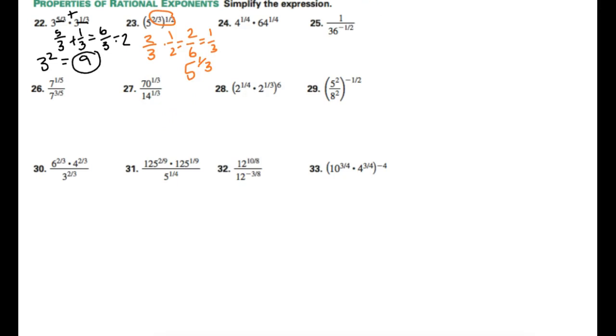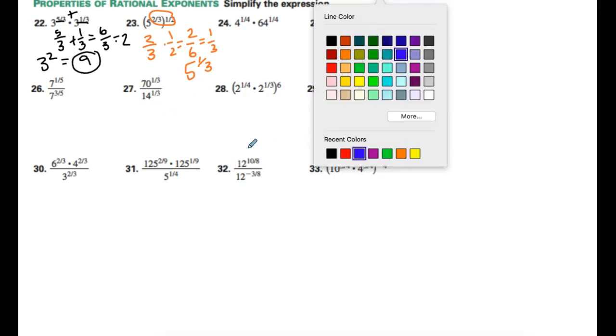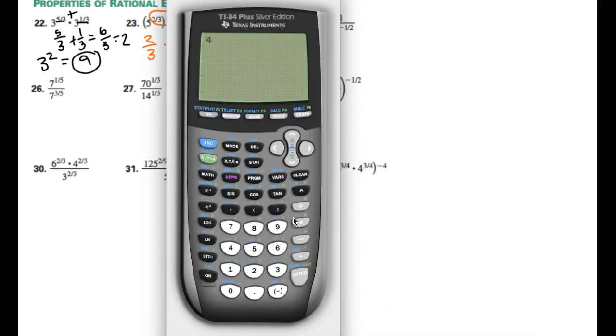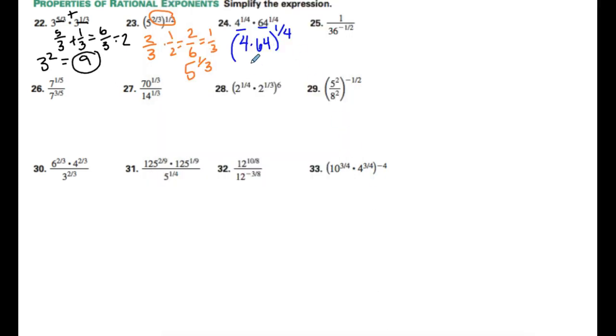The next example, example number 24, gets a little bit more complicated. And the reason why it gets more complicated is we have the same exponent, but we have different bases. So what I can do then is I could go ahead and multiply my bases, 4 times 64, and take the 1/4 power out because the same exponent is attached to both of them. So if I do 4 times 64, if you're not sure how this works, it's 256, but it's 4 times 64. So this would be 256 to the 1/4 power.